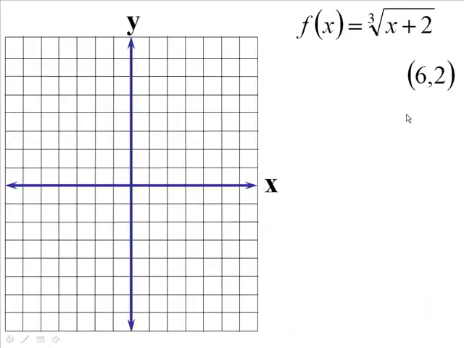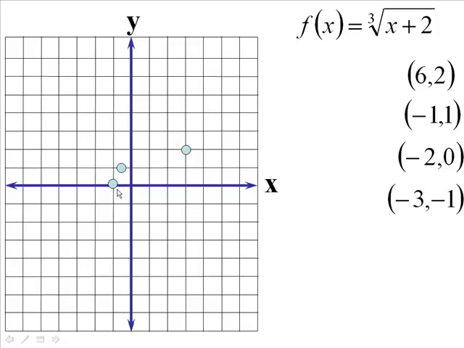Start off with 6, 2. We're going 2, 4, 6. We're counting by 2 on the x-axis. 2, 4, 6. We're going to go up to 2. Put a dot right there. Next one, negative 1. We're going to go 1 to the left and up 1. Okay. We're going to go 2 to the left, and then go to 0. All right. We're going to go 3 to the left, 1, 2, 3, and down to 1. We'll go 10 to the left, 2, 4, 6, 8, 10, and go down to 2. All right, now let's draw a curve through these points.